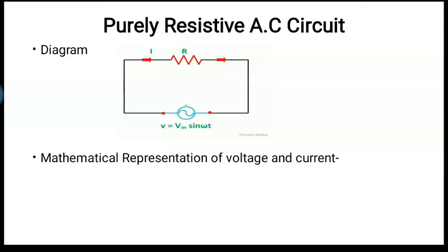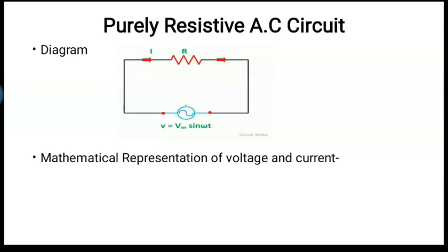Purely resistive circuit, right? If the circuit consists of only resistor, okay, in the diagram you can see this. If the circuit consists of only resistor, then it is a purely resistive circuit. Okay, so you have to write the 4 points. First one is diagram. Okay, you can see the diagram. It is for 1 mark. Second one is mathematical representation of voltage and current of the circuit consists only resistor.